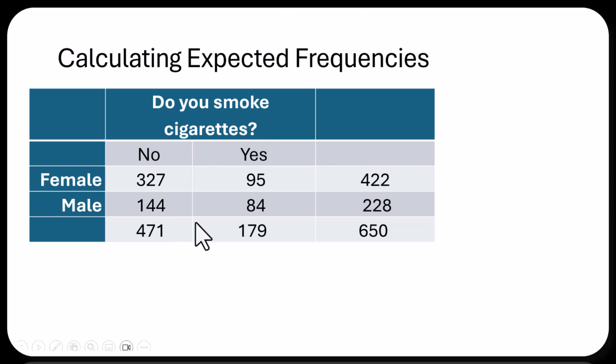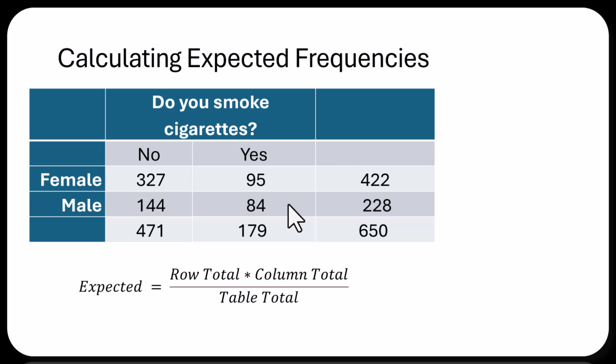So let's look at this for a second and interpret it. Again, we're splitting people into female and male. So 327 females said that they do not smoke, and 95 of the females said that they do. 144 of the males surveyed said that they don't smoke, and 84 of the males said that they do smoke. And then the numbers out here are just our subtotals, and we're going to need them when we calculate our expected frequencies. But the raw data summary is just these four numbers in here.